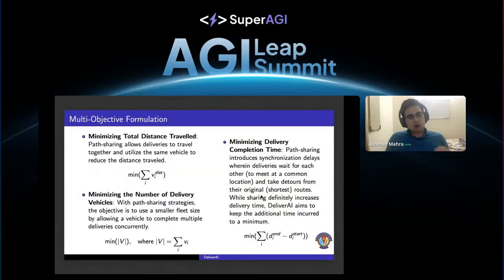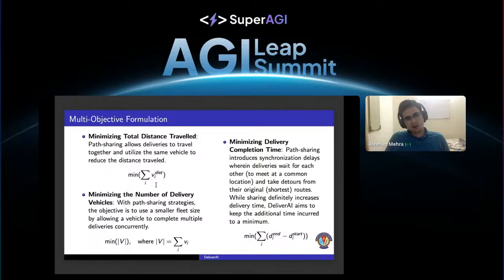Now, formally speaking, our objectives were basically these three, which are quite intuitive. We want to minimize the total distance that's traveled by all of the vehicles that are owned by the delivery firm. And this will help minimize fuel costs, manpower, operational costs, etc. We also want to minimize the number of delivery vehicles because we don't want the delivery company to unnecessarily have excessive resources when it can do with less.